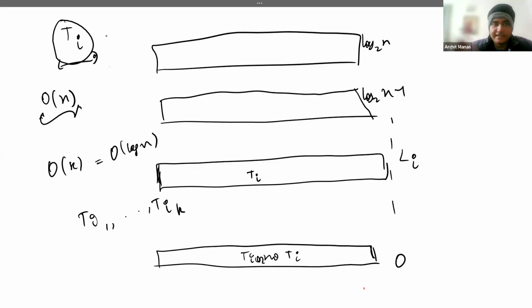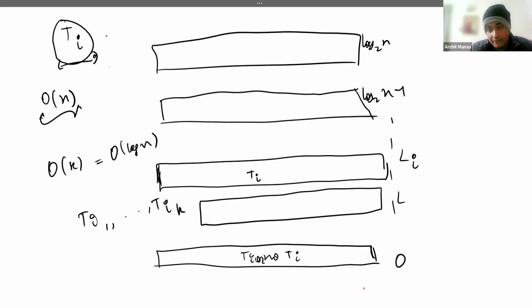What happens to Ti now once we delete the root? It turns into the lowers. Exactly, it turns into the lower. So what you're going to see happening is that each of the lower levels all receive one tree.